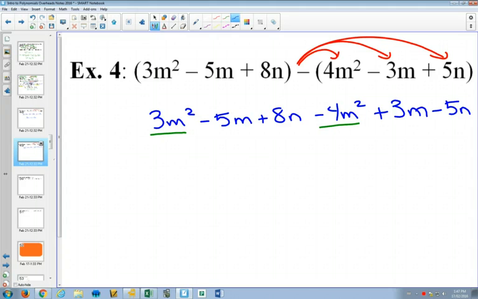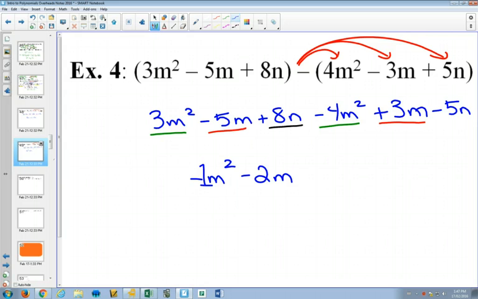We can put those together, and we get negative m squared, because 3 minus 4. The minus 5 and the plus 3 are like terms. You can write a 1 here if you want, but if you just write a negative, it means the same thing. And if we have a minus 5m plus 3m, start at minus 5 and add 3, you'd get to negative 2.